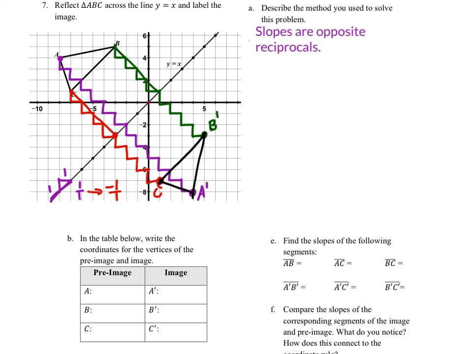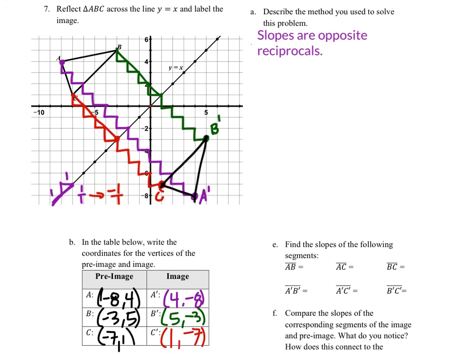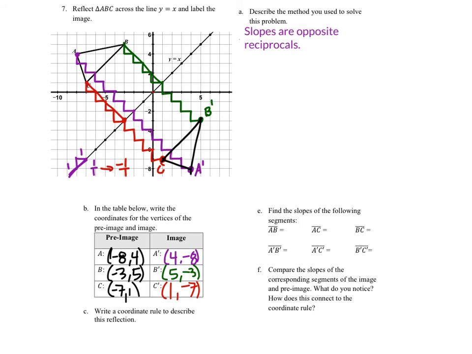Next up, let's go ahead and just label the coordinates of the vertices for both the pre-image and image. All right, so there's all 6 of the vertices, the points. And next up, part C, we want the coordinate rule for this. We are reflecting over the line x equals y, or y equals x, doesn't really matter.